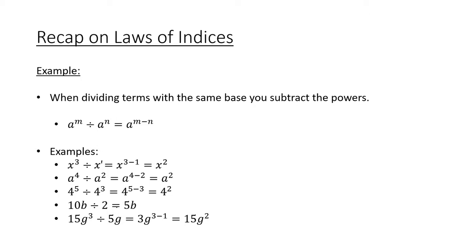10b divided by 2. Again, there is no other unknown variable, so we just divide our integers. 10 divided by 2 gives us 5, and then for the b there's nothing to divide it by, so we just add the b onto the 5. Remembering algebra, we don't put our times sign, we just stick them together. And finally, 15g to the power of 3 divided by 5g. We divide our integers, so 15 divided by 5 gives us 3. Then g to the power of 3 divided by g to the power of 1 becomes g to the power of 3 take away 1, giving us a final answer of 3g squared.